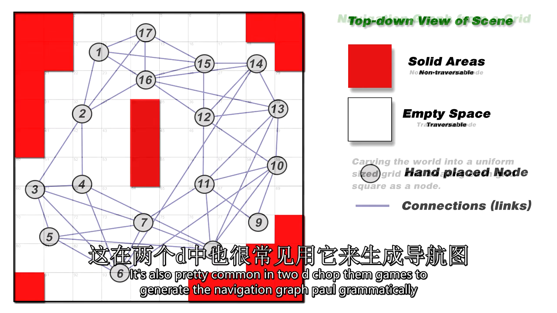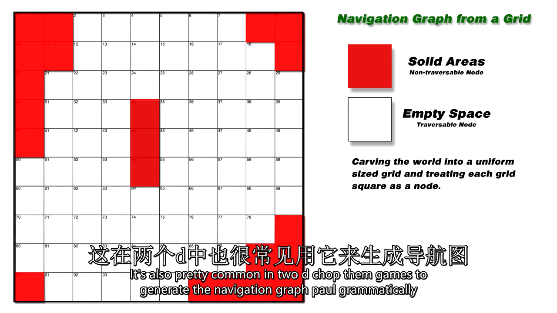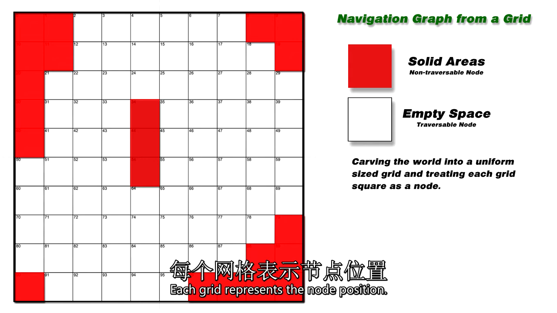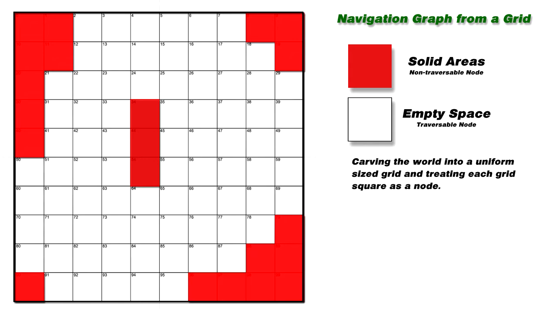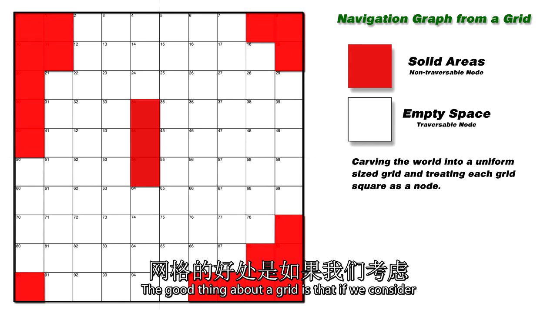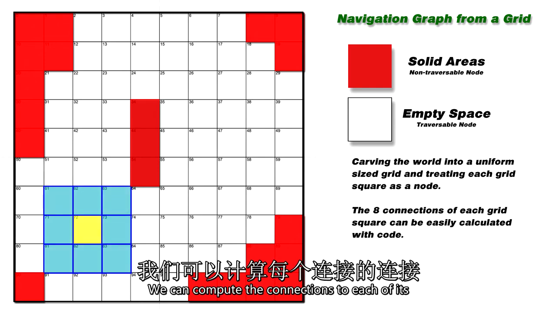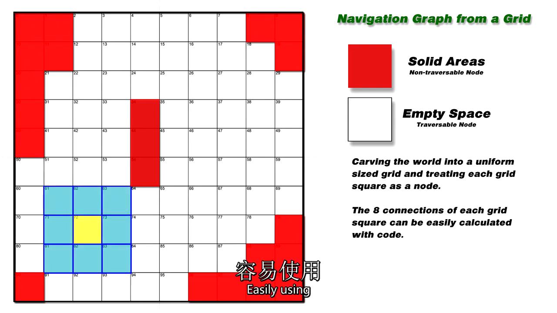It's also pretty common in 2D top-down games to generate the navigation graph programmatically by simply dividing the scene into a uniform sized grid, where the center point of each grid represents the node position. The good thing about a grid is that if we consider each grid square to be a node, we can compute the connections to each of its 8 neighbors easily using array index arithmetic.